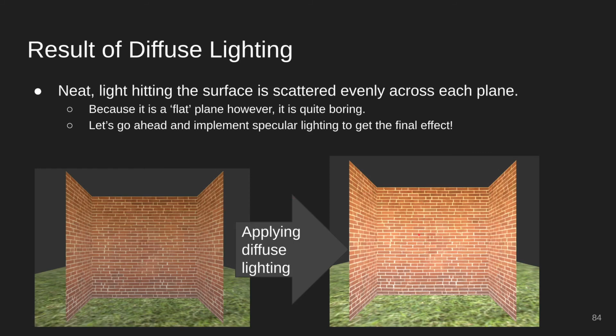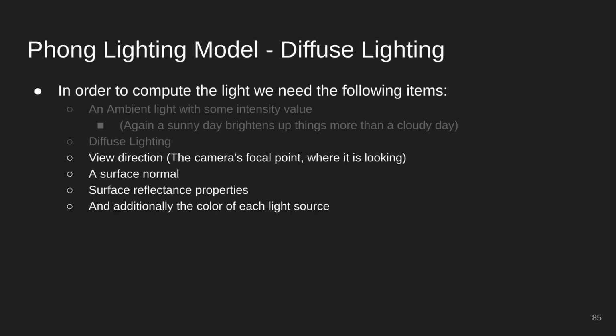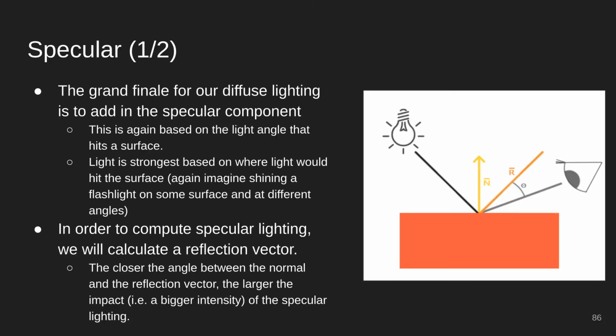Okay? So it's still a little bit of a boring scene though, so we need to add the one more component left with our Phong illumination model. We've computed the diffuse lighting again, but now we need to compute the specular component. This is the grand finale: to add to the diffuse lighting, we have the specular component. Okay, so this is again the light angle that hits a surface.